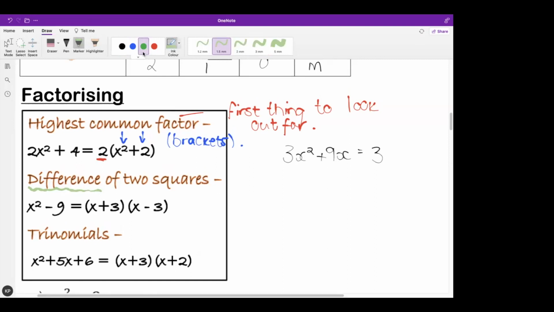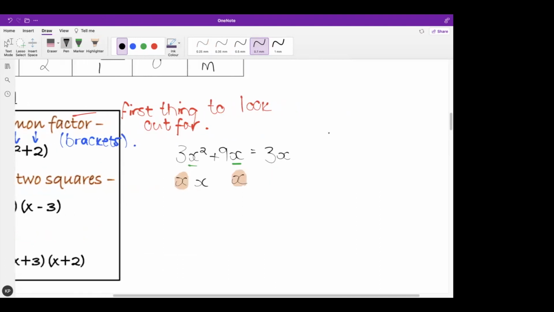And then we look at our variables. I have an x squared and I have an x. What do they both have? Remember, x squared is 2x's, and this one is 1x. So they both have at least 1x. Do you see that? So I can take out 1x. All right. Now, this is what I was talking about when I spoke about what's left in the bracket. You will say, well, then my initial term divided by what I have taken out, and the same with the second term.